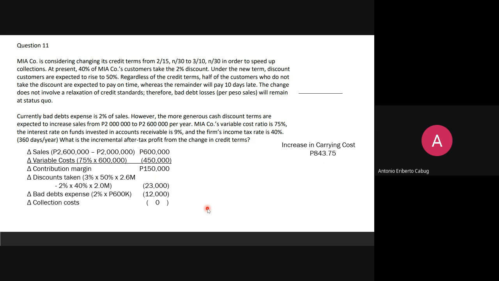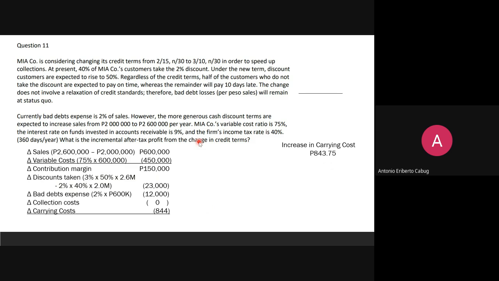Now, apat na bagay na kailangan natin bantayan. Discounts taken. Originally, yung discount 2% lang. Only 40% of the customers take the discount, and the amount of sales is 2 million. 2% times 40% of 2 million, yun yung original na discount. Sa bago, 3% na, 50% na yung kukuha ng discount. The new sales will be 2.6 million. So 3% times 50% times 2.6 million. So is this 40 something? Tama ba? 3% of 50%.